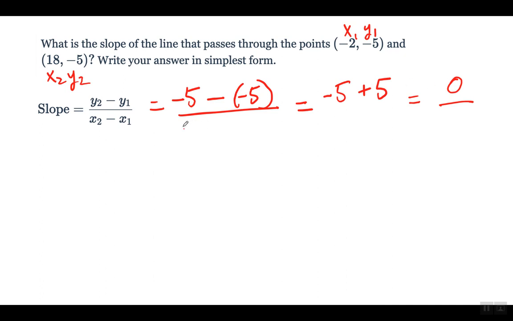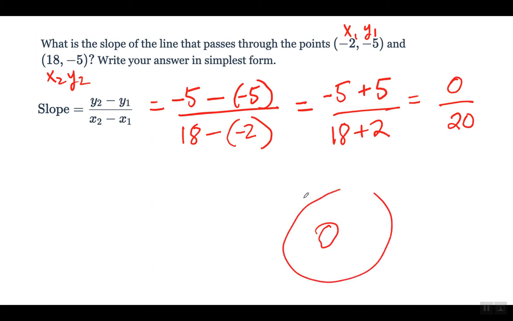On the bottom, 18 minus negative 2. That's going to become 18 plus 2, which is 20. But 0 divided by any number, I already said, will always give you 0.